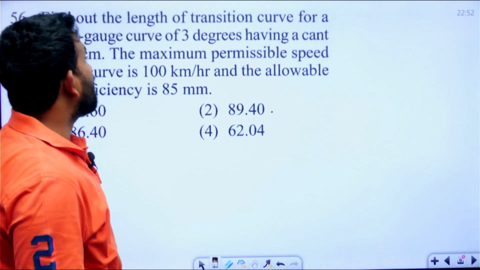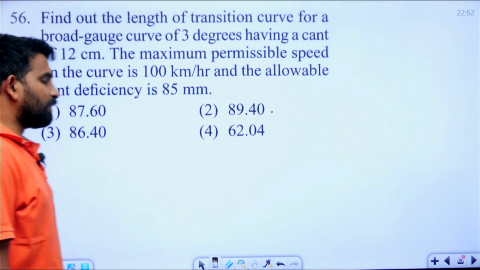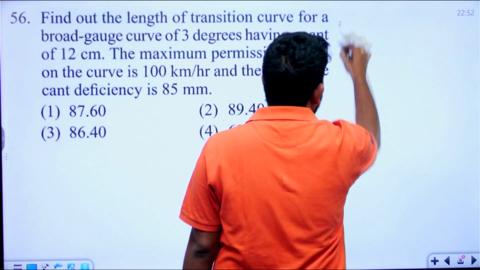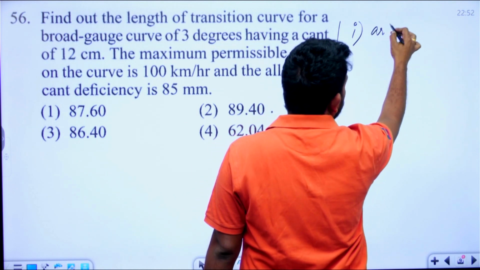Okay, so if you see the next question here: find out the length of the transition curve for a broad gauge curve of 3 degrees having a cant of 12 centimeters. The maximum permissible speed on the curve is 100 kmph and the allowable cant deficiency is 85 mm. Now he is asking us to find the length of the transition curve in railways. This length of the transition curve in the railways will be found from 3 conditions, likewise in highways. The first one is from arbitrary gradient.